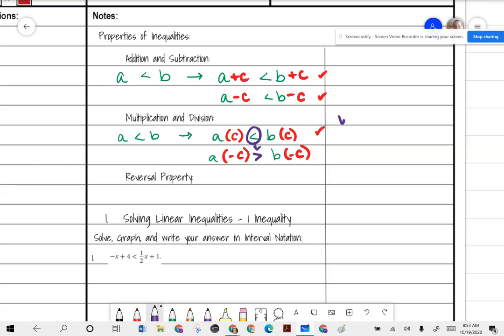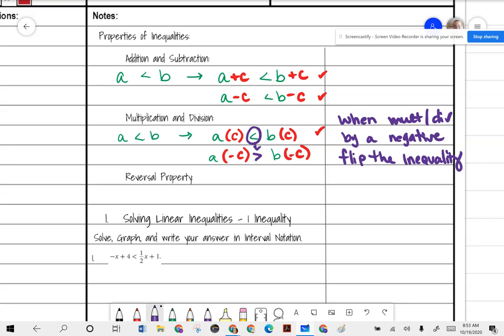I would expect you to have a little toolbox item over here off to the right that says when multiplying or dividing, because dividing is just multiplying by the reciprocal, right? So when multiplying or dividing by a negative, you must flip the inequality. And I don't really like the word flip. It's not very academic, but that's what we usually say, and it helps people to understand. We're reversing the inequality is what we're doing.